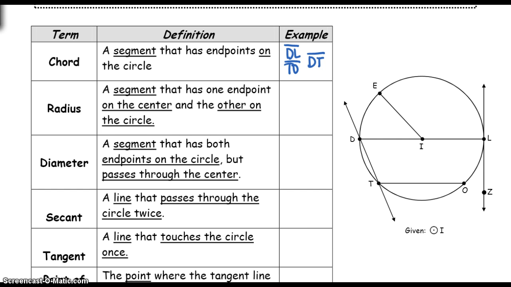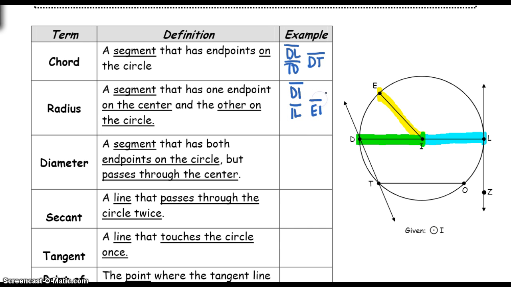It is also a segment, so it has two endpoints. It's a segment that has one endpoint on the center and the other on the circle. So in the center, on the circle. Let's do that again. Center, on the circle. One more. Center, on the circle. So we're going to jot those down next. So DI is the center to the circle. IL is from the center to the circle. And EI is from the center to the circle.